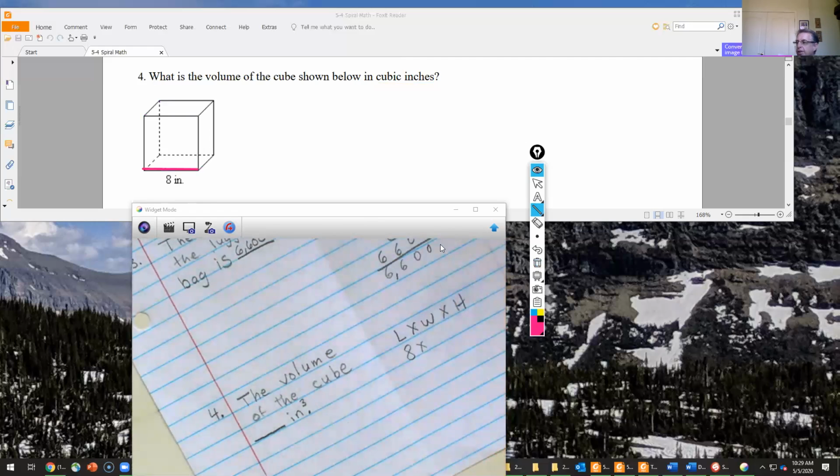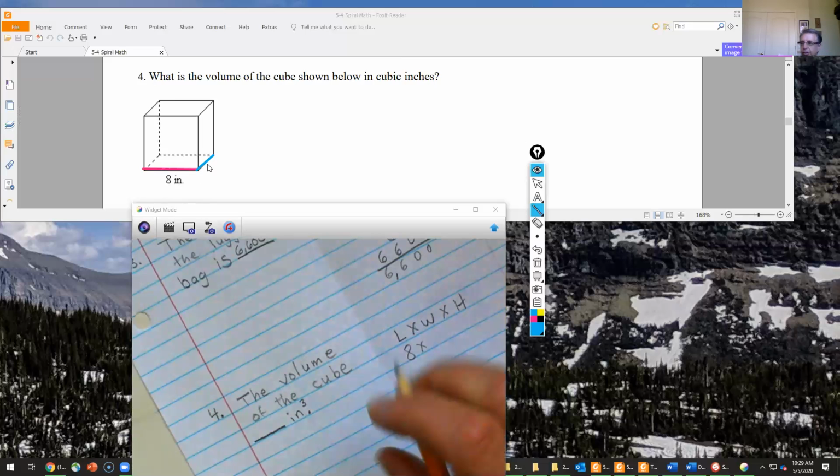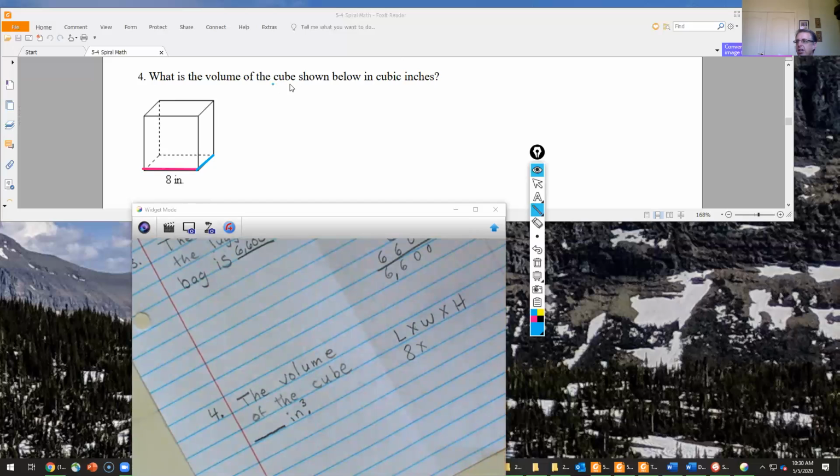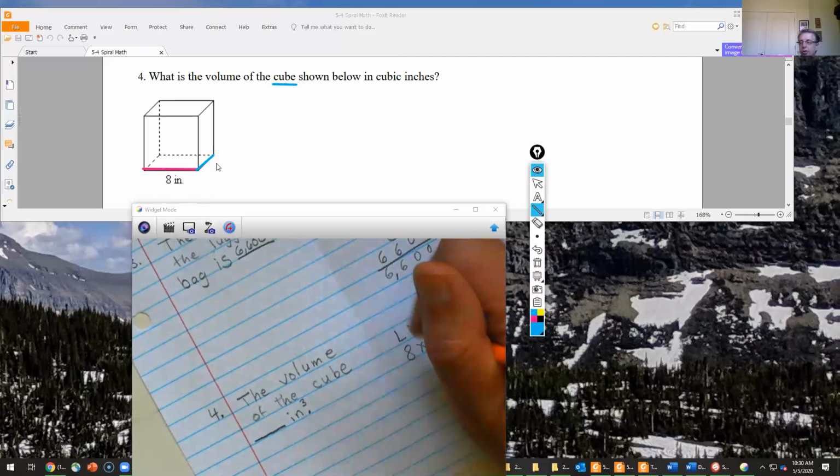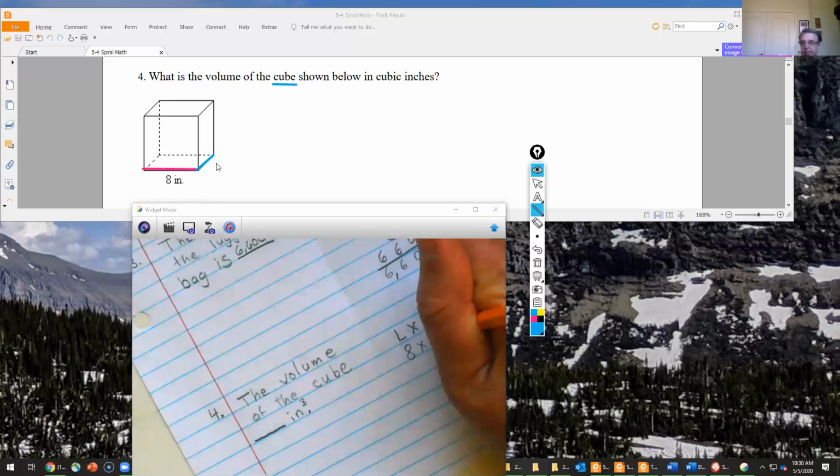Now, the width is front to back. And when I do the width from front to back, I notice that since it's a cube, it's going to be the same length. It doesn't look like the same length on the paper here, but that's because it's 3-dimensional and it's kind of hard to show. But since I know it is a cube, I know that the length and the width are going to be exactly the same. The width is also going to be 8 inches.